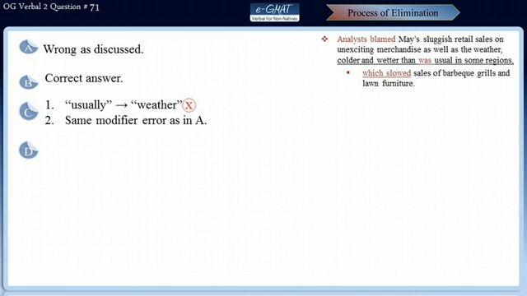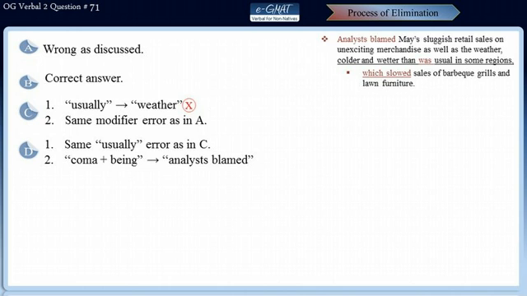Choice D repeats the same usually error as in choice C, and also comma plus being seems to describe the preceding clause referring to the subject-verb pair analysts blamed, which is not correct because comma plus being should actually be referring to weather. So for these errors, choice D is not correct.